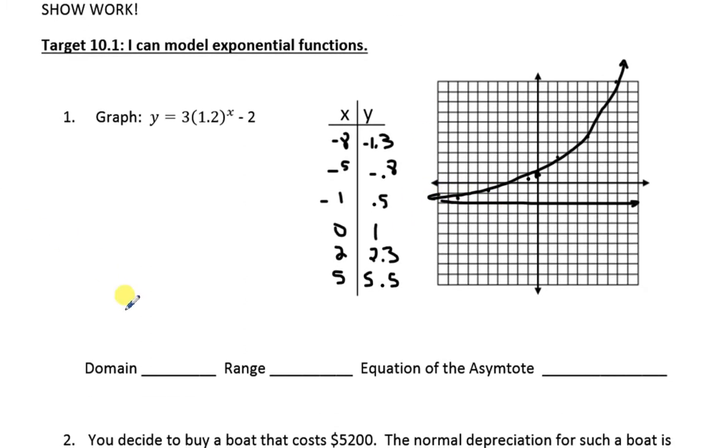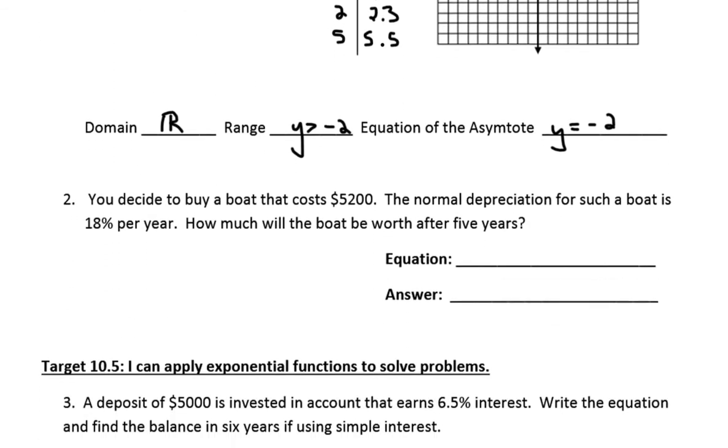The domain of this function is all real numbers. We can use any number for x, and the range is going to be y greater than negative 2. And the equation of the horizontal asymptote is y is equal to that line at negative 2. Y equals negative 2. All right, there's our graphing problem.